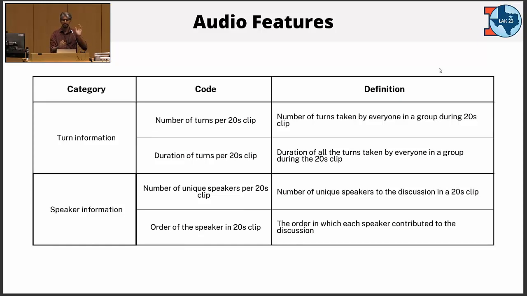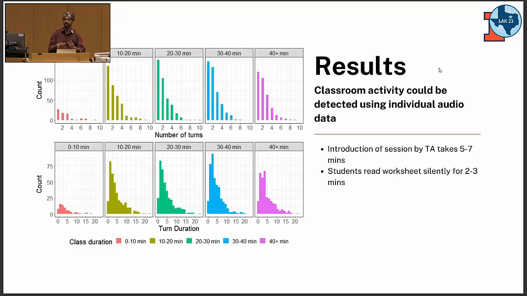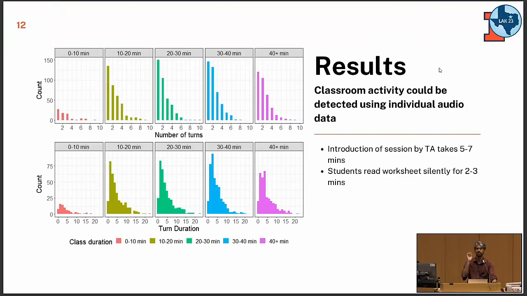From our analysis, I'm just going to highlight a few main results, and one thing I'll start by saying is that there is a lot more interesting work to be done on this, and some is currently underway. The first result I want to share is a basic one. The graph shows the number of turns on the x-axis and the count, chunked into 10-minute groups.